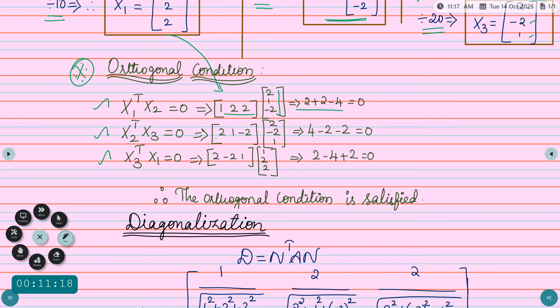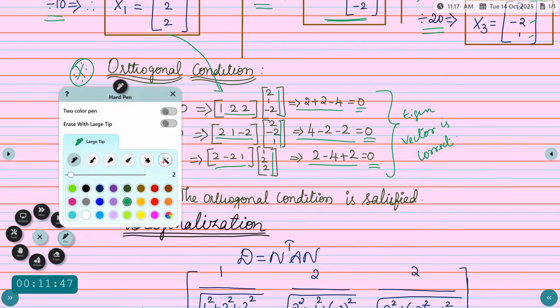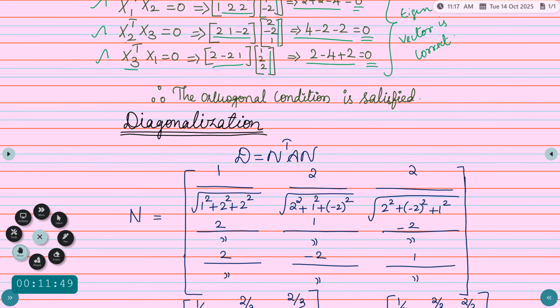Similarly, x2 transpose row and column, multiplying this you are getting 0. Similarly, x3 transpose row and then column, multiplying this you are getting 0. If all the values are 0, then only your eigenvector is correct. Otherwise, you have to check whether the eigenvector is correct or not. Next, the orthogonal condition is satisfied, then we move on to the diagonalization.